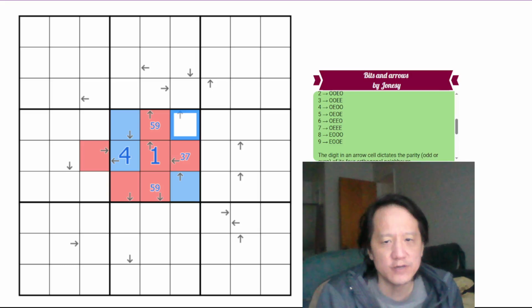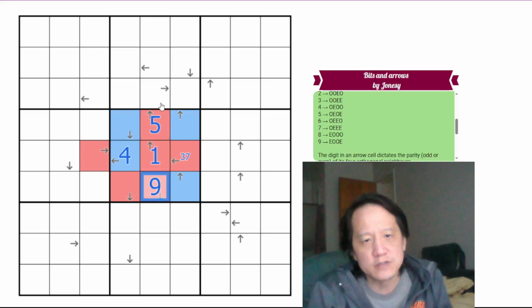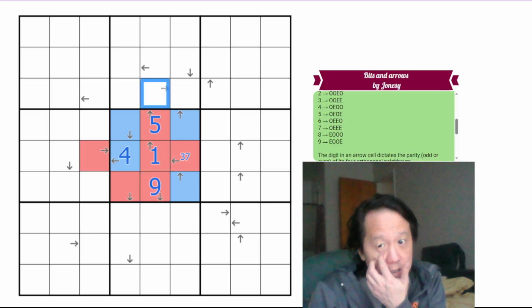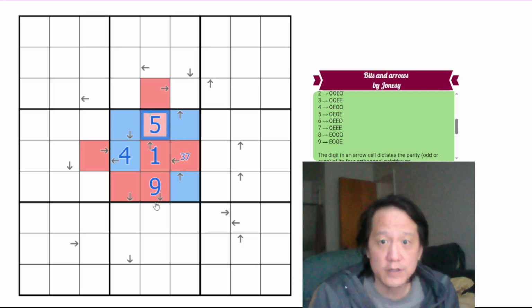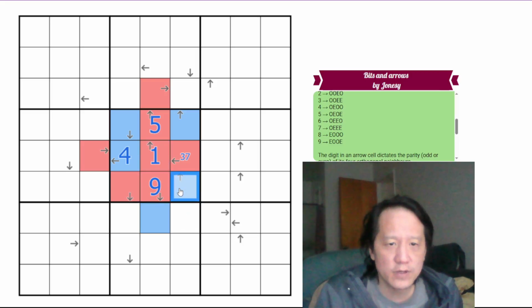This has to be even because that's the last remaining digit in box 5. So this has to be 5, right? Odd, even, odd, even. So this is 5, which makes this 9. So odd, even, and then 9 would be even, odd, odd, even. Okay, so those all seem to work right now.